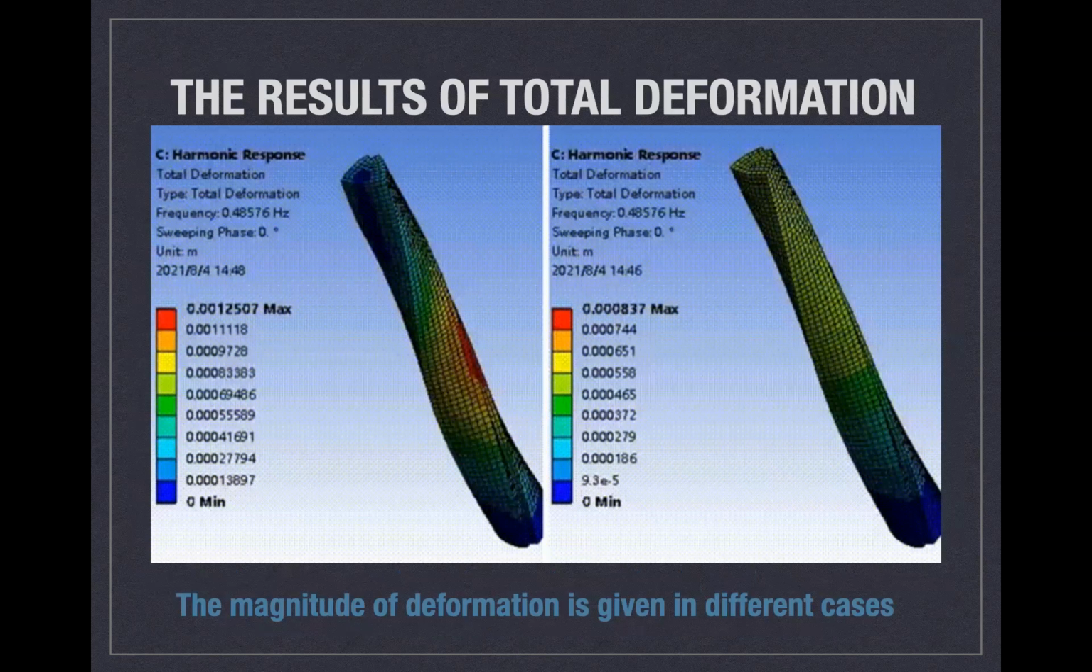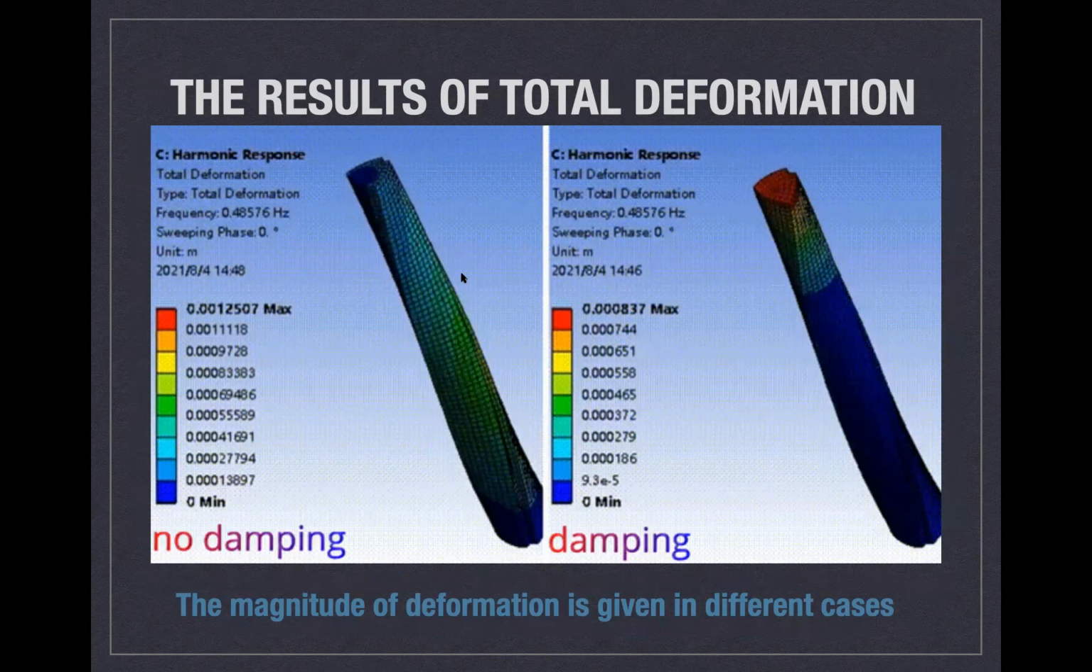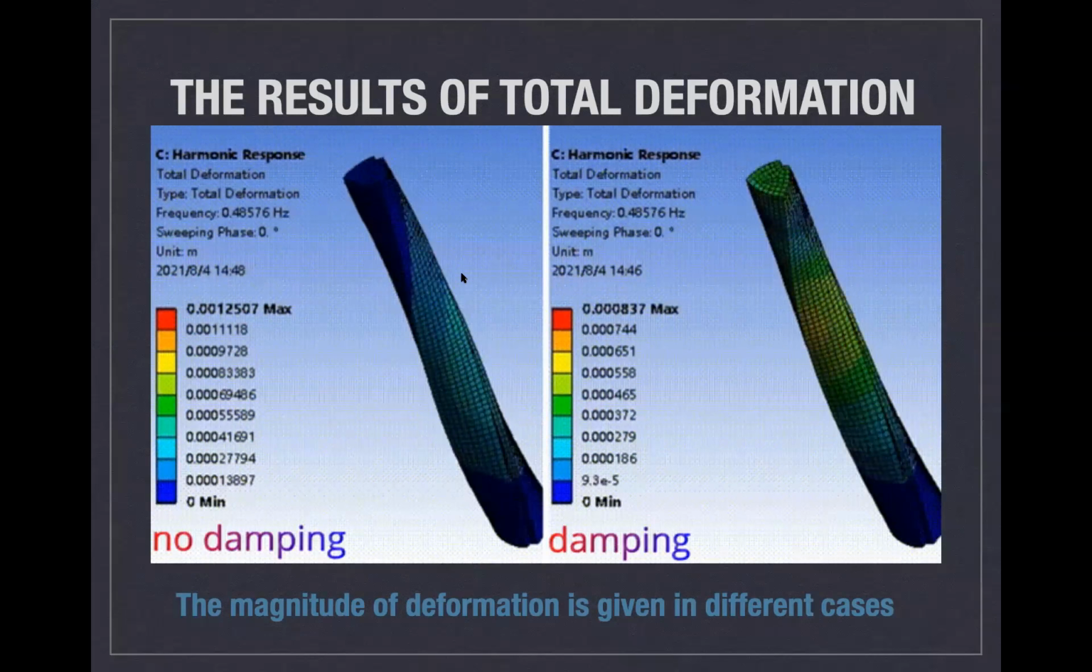Okay, and this is the result of the total deformation analysis. This is a small video. We can see that when we consider the damping, the maximum total deformation is much smaller than in the case without damping. We can see that the number is much smaller than in this case.